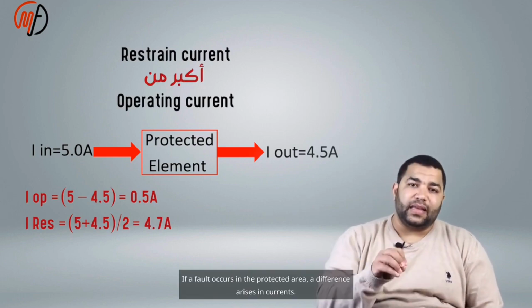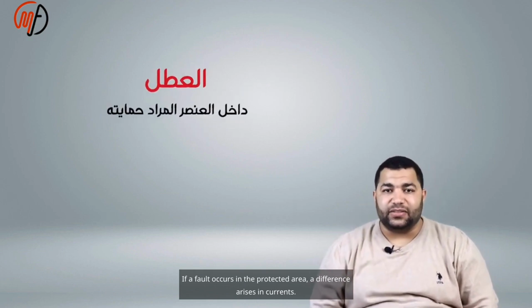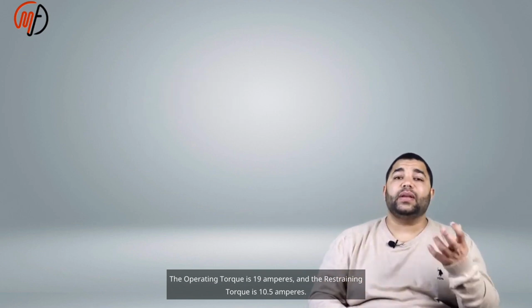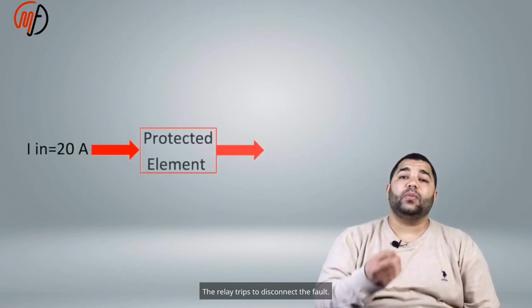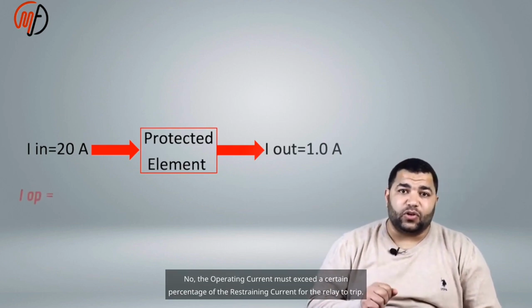If a fault occurs in the protected area, a difference arises in currents. The operating torque is 19 amperes, and the restraining torque is 10.5 amperes. The relay trips to disconnect the fault. Is every slight current increase a fault?